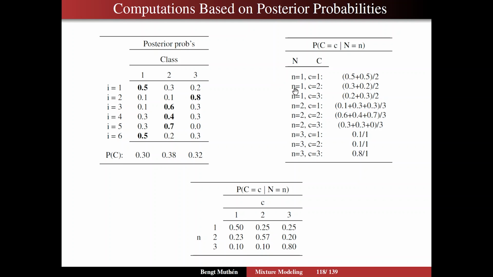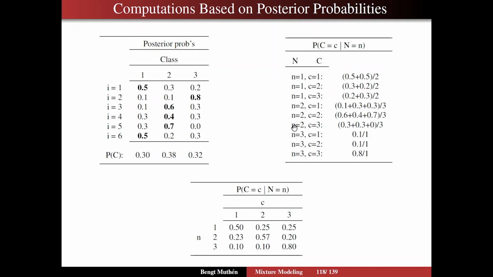For the people who have n equals 1 as the most likely class, namely individual 1 and 6, what's the probability for c equals 2? Well, then you look at the c equals 2 column for those individuals, 0.3 and 0.2, and take the average of those 2. For c equals 3 for the same people, being in the third column, the probability is 0.2 for individual 1 and 0.3 for individual 6. So you put that into the average over the 2.